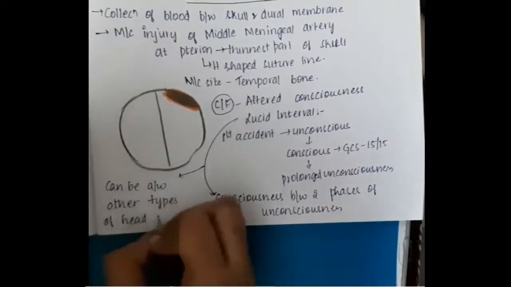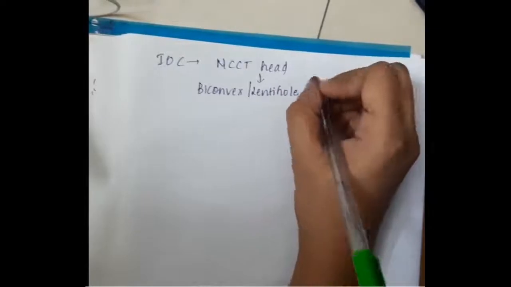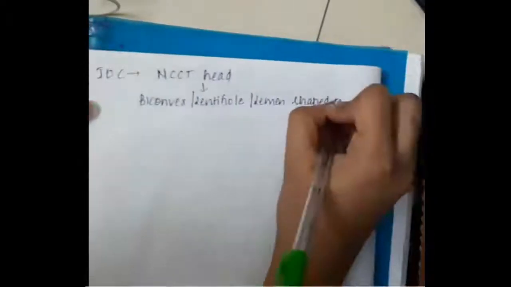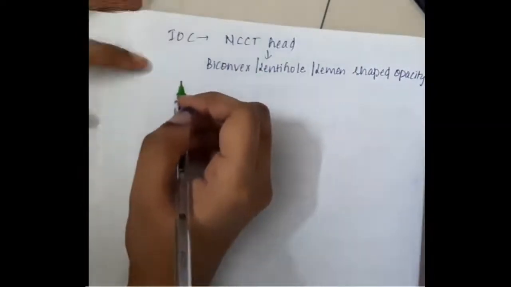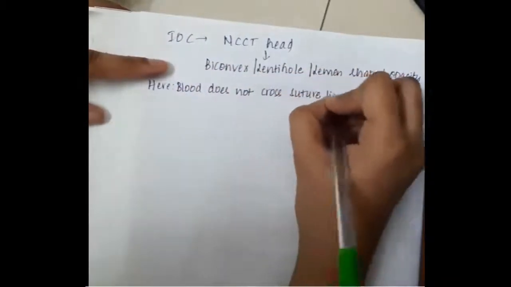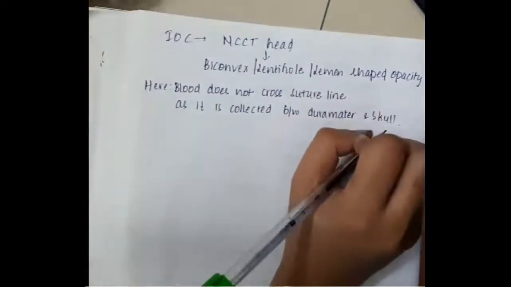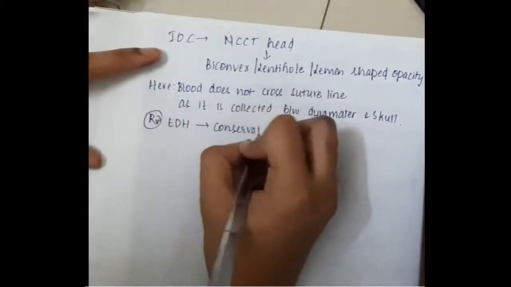This can be associated with other types of head injury also. It is not specific for extradural hematoma. Investigation of choice is a non-contrast CT scan, where you see a biconvex or lenticular or lemon-shaped opacity. One important point is that the blood seen in extradural hematoma will not cross the suture line, because it is collected between the dura mater and the skull. The outer, periosteal layer of the dura mater is tightly adherent at the sutures, and as a result it does not cross the suture line.